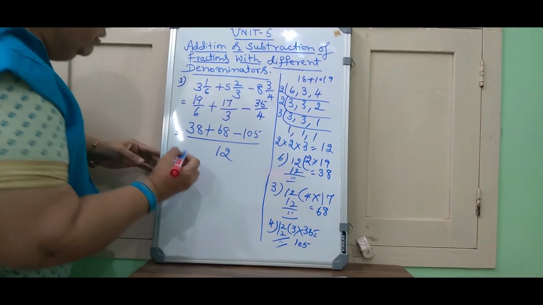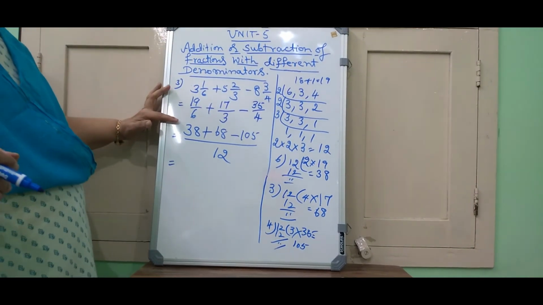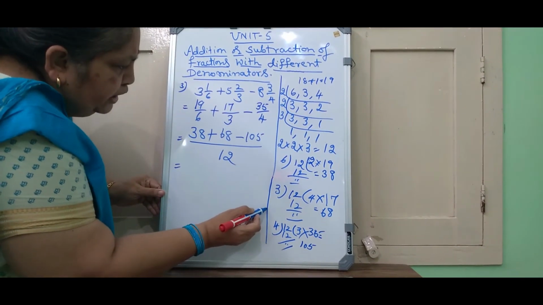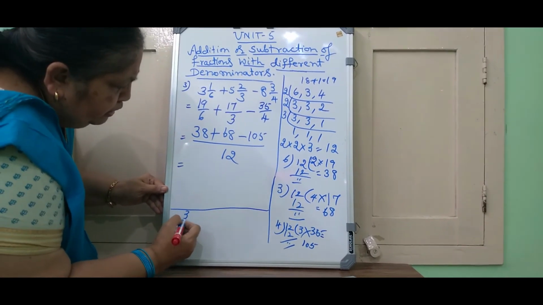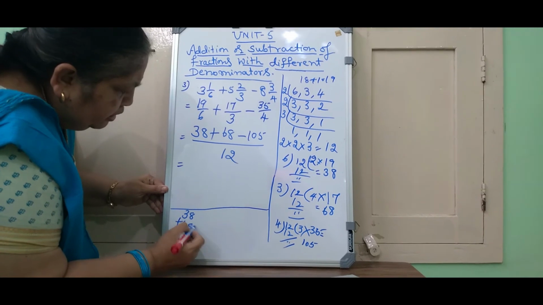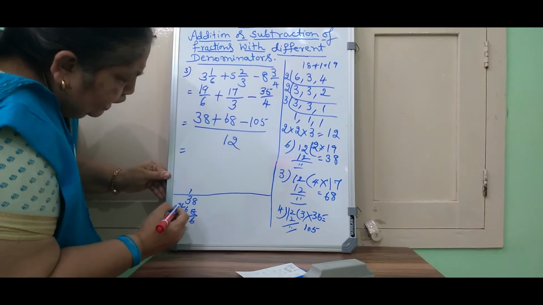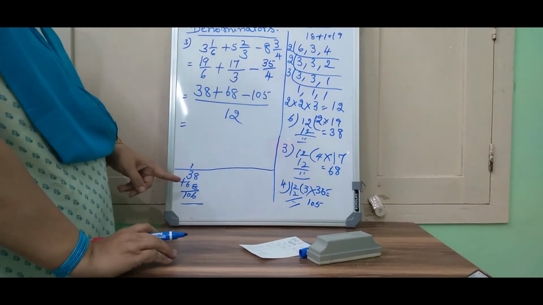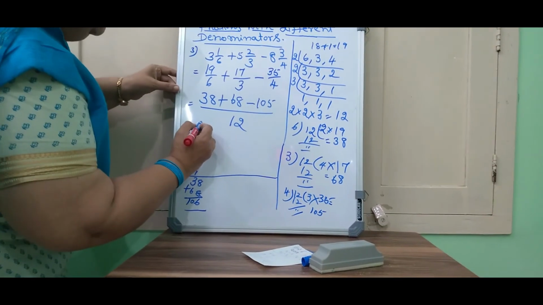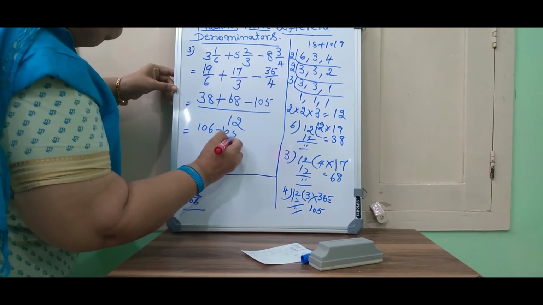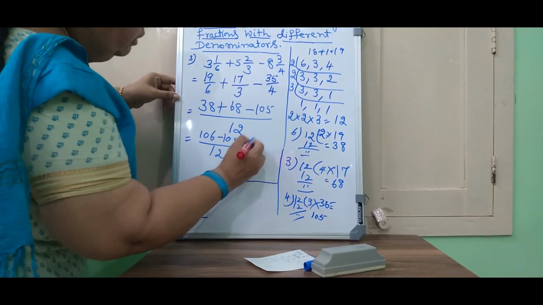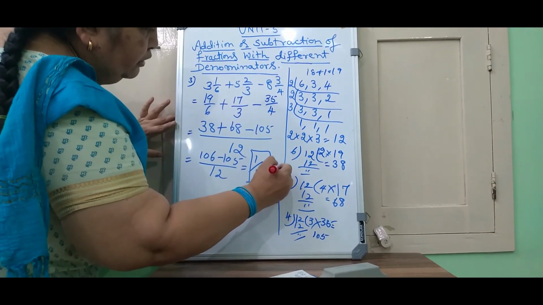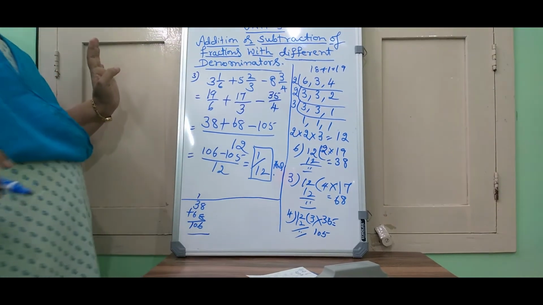Okay. Now you add the numerators first, that is 38 plus 68. Let me extend the working column like this. 38 plus 68. 8 plus 8, 16, 1 carry over. Again 3 plus 6 plus 1, 10. That gives 106. 106 minus 105, whole divided by 12, will be 1 by 12. So we cannot simplify this further. 1 by 12 itself is the final answer here.